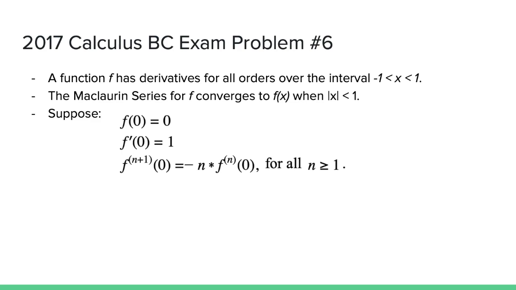A function f has derivatives of all orders for x on the interval from -1 to 1. The derivatives of f satisfy the conditions where f of 0 equals 0, f prime of 0 equals 1, and the (n+1)th derivative of f evaluated at 0 equals -n times the nth derivative of f evaluated at 0, for all n greater than or equal to 1. The Maclaurin series for f converges to f of x for absolute value of x less than 1.